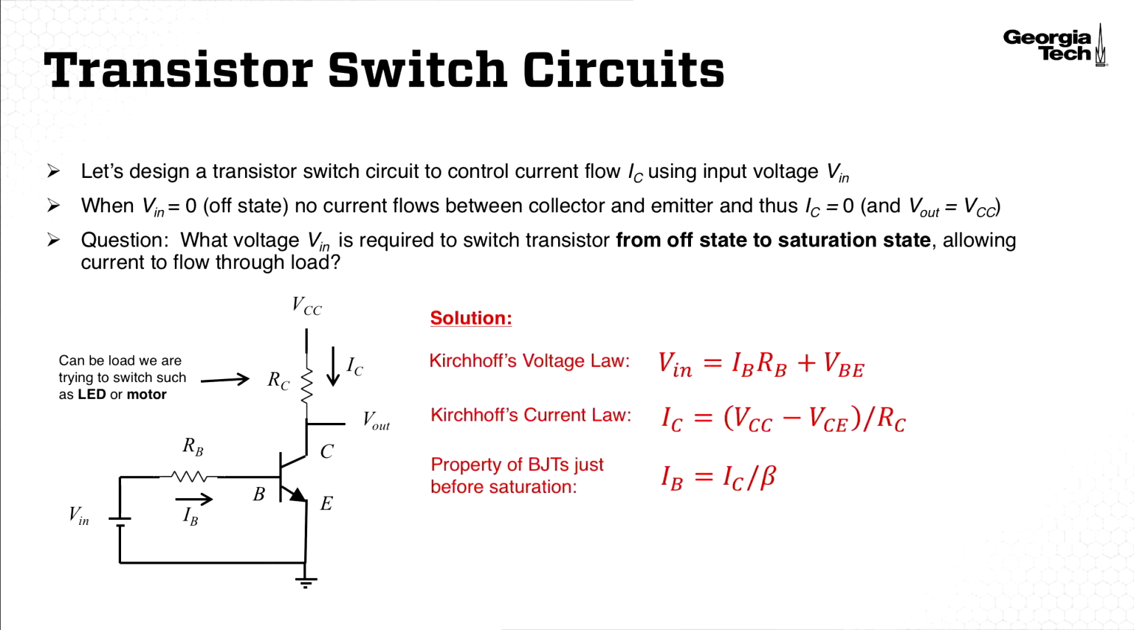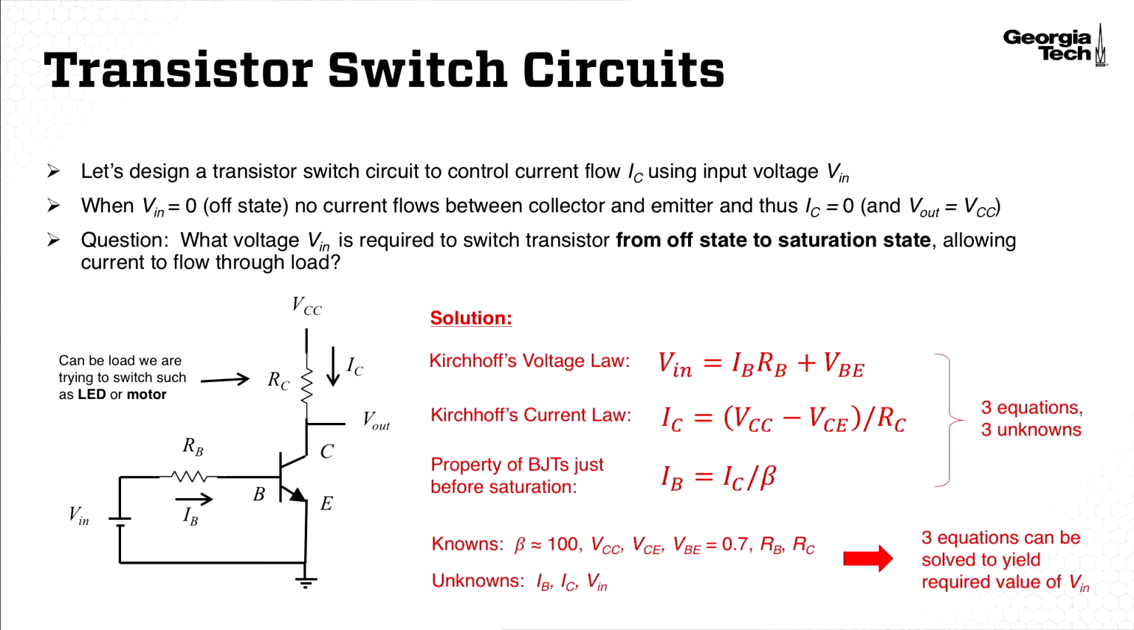Finally, we have one more equation we can apply, and that's a property of BJTs just before saturation, where we have that constant beta that relates our base current to our collector current. And that equation is written as the third equation here. So using these three equations, we can actually solve for the voltage input we need to place our BJT into saturation. So you'll notice that we have three equations and three unknowns.